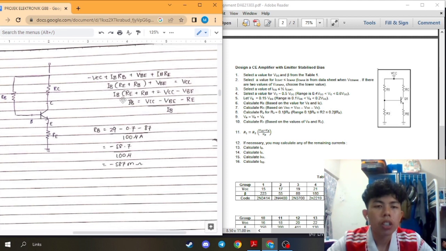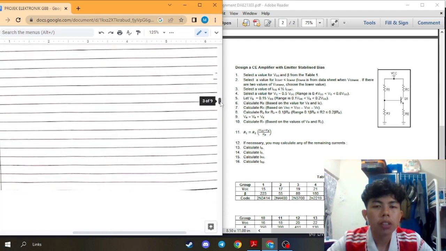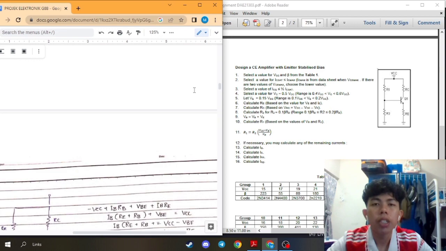So from the equation we derive how to find RB. So RB, if you can see, is VCC 29 minus 0.7 VBE. VBE is 0.7 because it's constant. Minus 18.7 RE, over 100 microampere. So we got this value, negative 587 milliampere. That's all from me. Thank you.